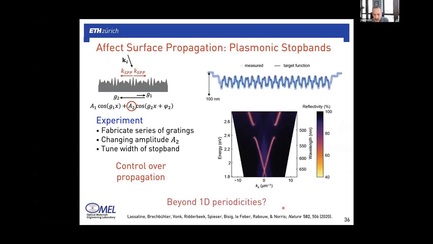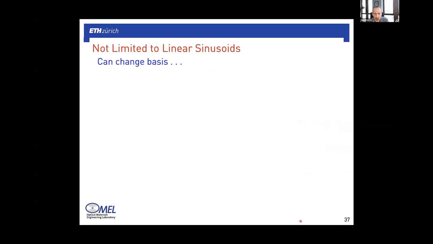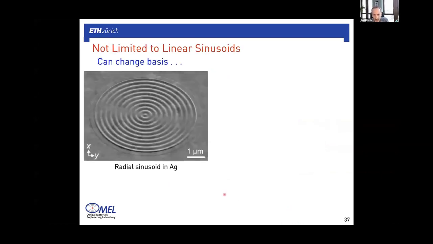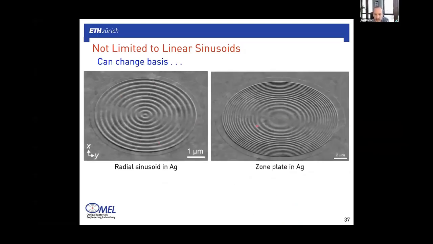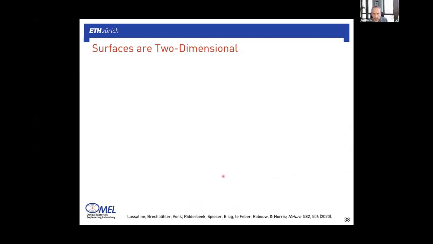Okay, and so in the last few minutes, beyond one-dimensional periodicities is of course also possible. We're not just limited to linear sinusoids, but we can have radial sinusoids, or we can chirp the frequency and make, in this case, a zone plate in silver. These are still essentially 1D, though, because they're circularly symmetric. But one can really start to play with the two-dimensionality of the surface.